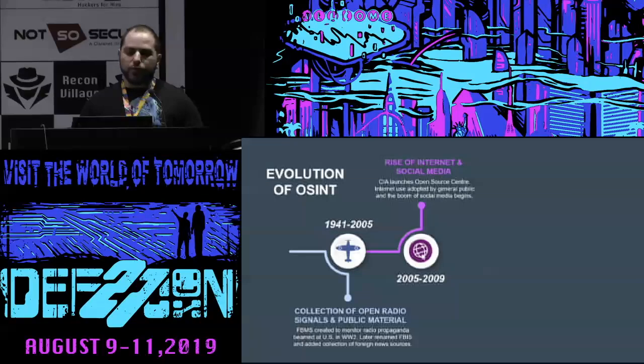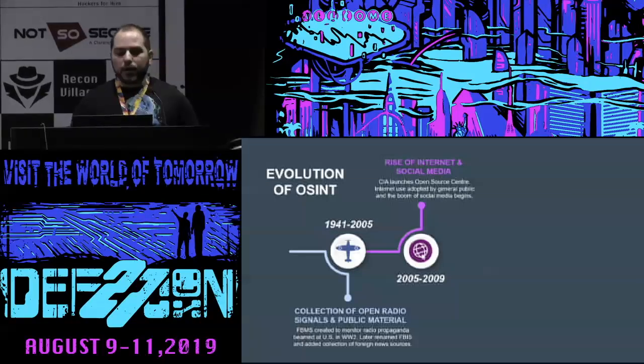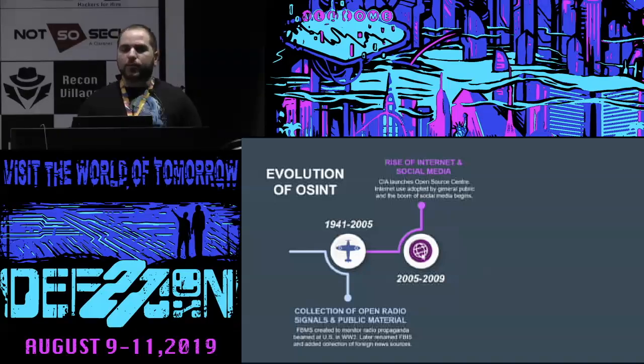Moving forward to 2005, this is really where OSINT took the next stage in evolution. You saw the rise of the internet. People began adopting it. The common household had a computer with internet access. Social media started to emerge. We had sites like MySpace, Twitter, Facebook, even YouTube. This all came out around this time. So the sources of OSINT started to emerge in terms of social media and such.